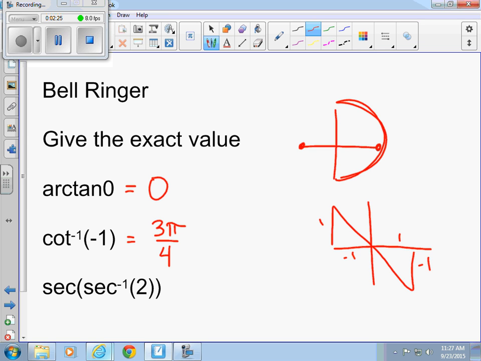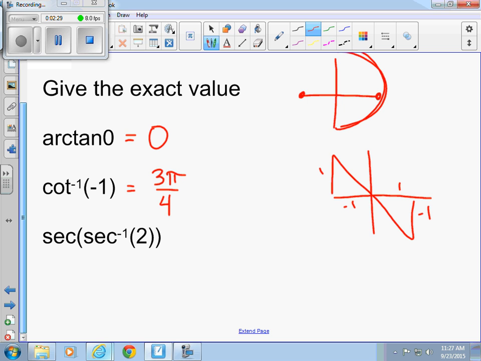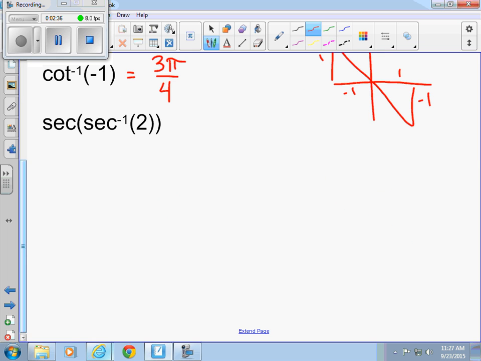Next one's interesting, and I'm going to play it out. You probably all know the answer. But I'm going to work from the inside out, as if you thought a little harder. So I'm going to start with the inside. Secant inverse of 2. Okay, can I go find secant inverse of 2?